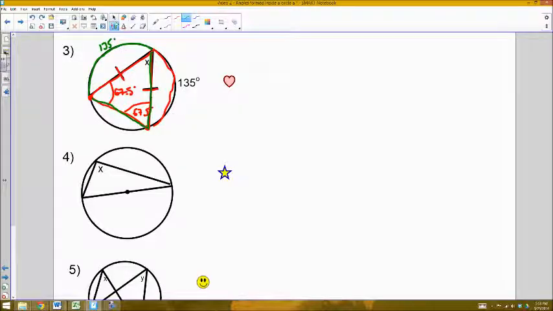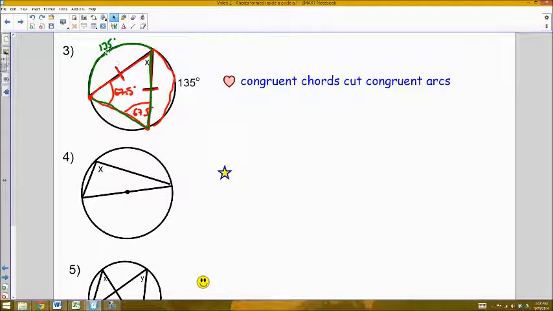Well, this is actually a really interesting observation. Notice that these two congruent chords cut congruent arcs in this circle. That's actually a relationship that's always going to be true. Congruent chords will always cut congruent arcs. So since we've made that observation, I'm going to go back and see how we could use that to solve for X in a slightly quicker way.